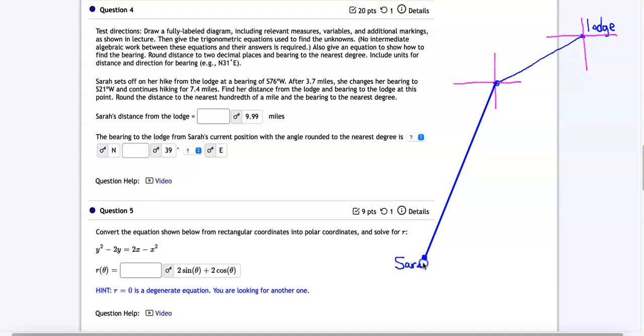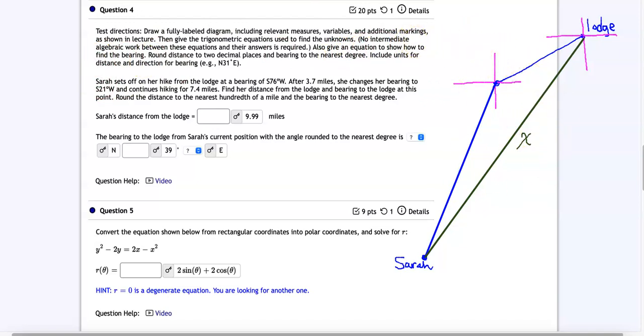And we have two different questions. One is, what is Sarah's distance from the lodge? That will be expressed by this green line that I'm drawing, which then needs some sort of variable, such as x. And then the second question is the bearing. Now in the directions it says that we need to have an equation to show how to find the bearing. But before I get to that, let's just start with fixing the diagram up a bit.